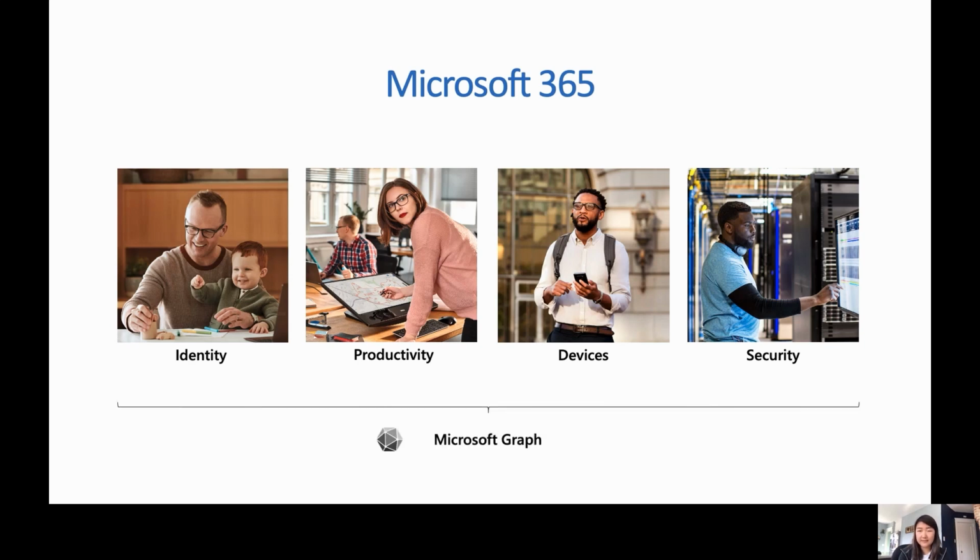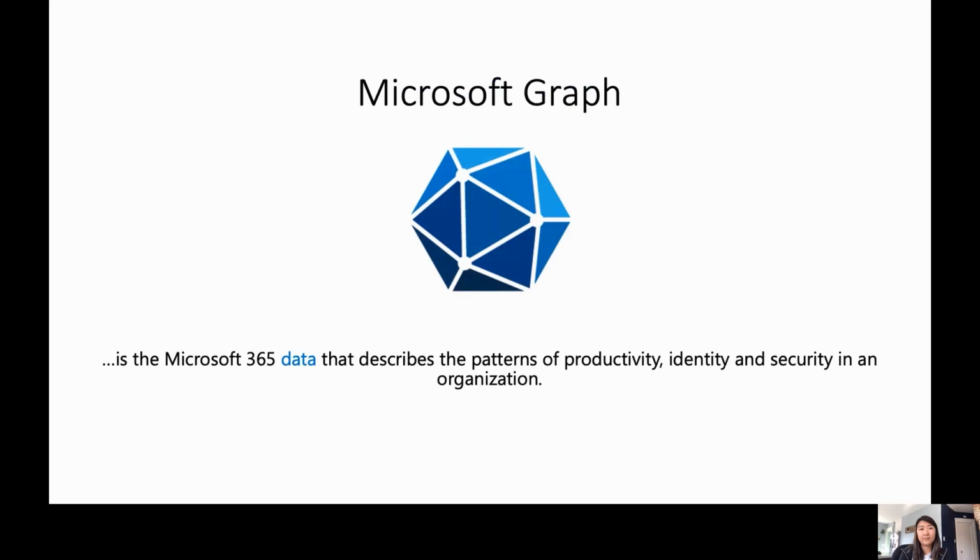And the data and insights on which these services operate, that is Microsoft Graph. So the key definition is Microsoft Graph is the M365 data that describes the patterns of productivity, identity, and security in an organization. And so far, we have over 2,000 APIs in the graph.